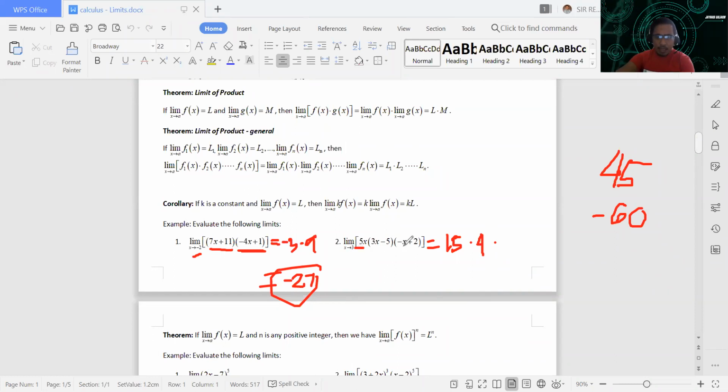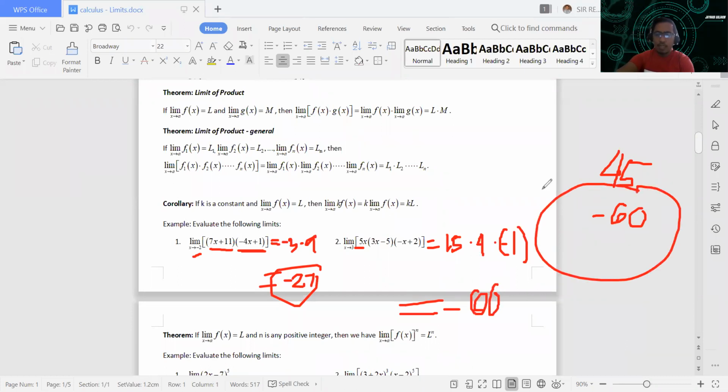Positive 3, you replace it here, it is negative 3. Negative 3 plus 2 is negative 1. Then 15 times 4 is 20, so it is negative 60. Yes, the correct answer is negative 60. Okay? Clear to everyone? Yes, sir.